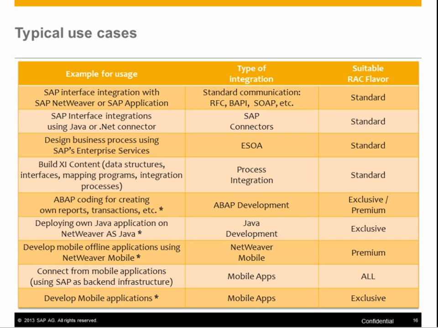The same is valid if you do development on SAP's Java stack. For the Java development, only the exclusive flavor is the suitable one, because the premium does not allow access to the Java development environment. So for Java, the most suitable flavor is exclusive.